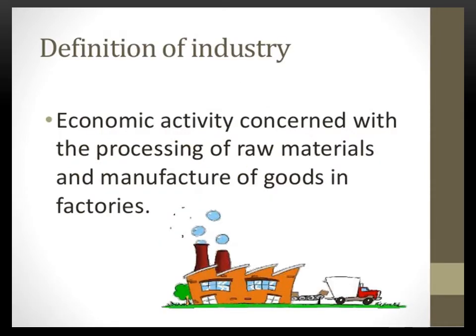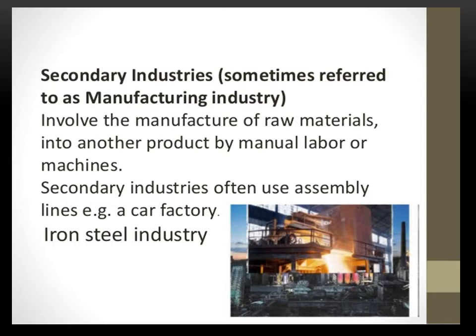So let me define the industry first. It is the economic activity concerned with the processing of raw materials and manufacture of goods in factories. So this basically depends on the factories, and the economic activity of a country that is based on factories is called the industries. The secondary industry involves the manufacture of raw materials into another ready product by manual labor or by machines. Secondary industries often use assembly lines, for example, a car factory or iron steel industry.